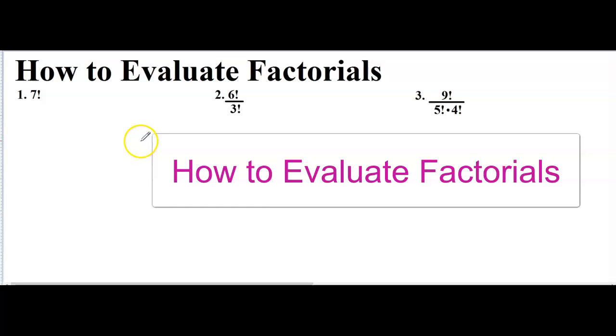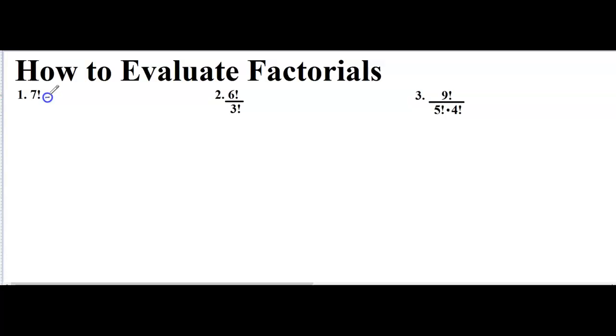How to evaluate factorials. So let's look at this first one. 7 factorial. By definition, it's 7 times 6 times 5 times 4 times 3 times 2 times 1, which gives 5,040. How do I get a crazy number like that?